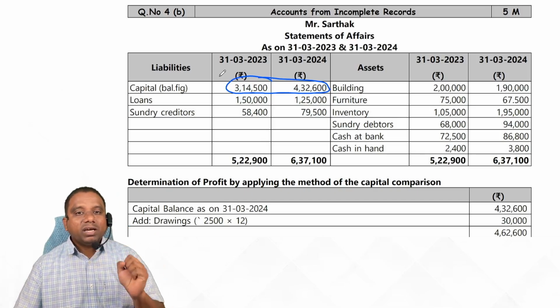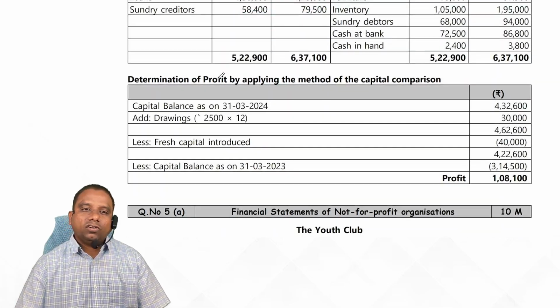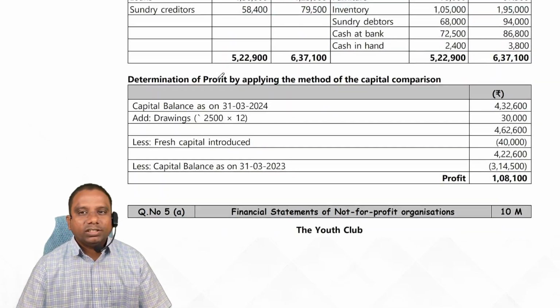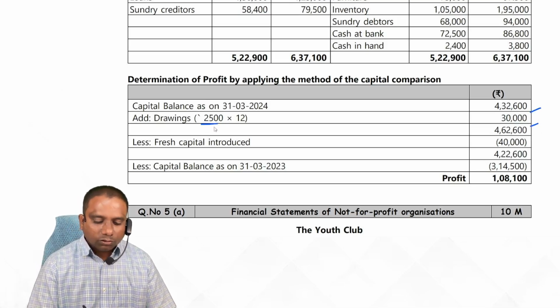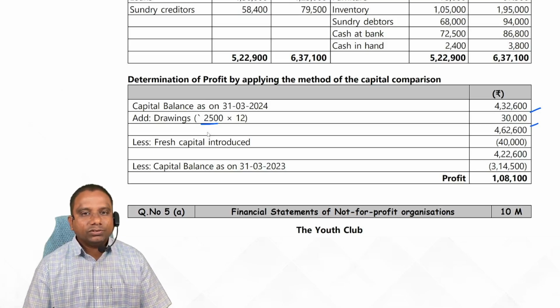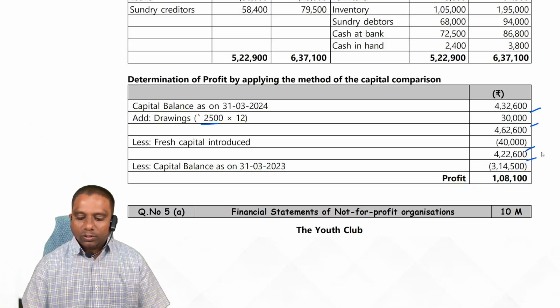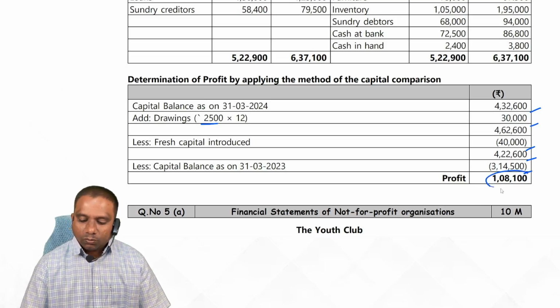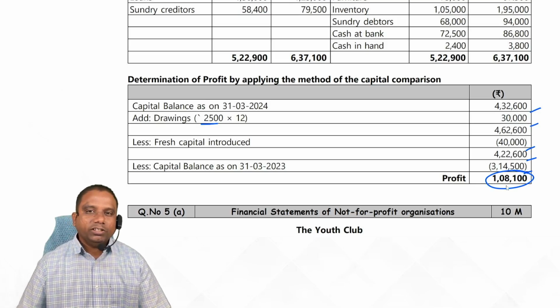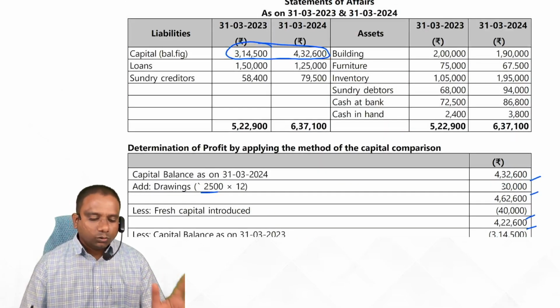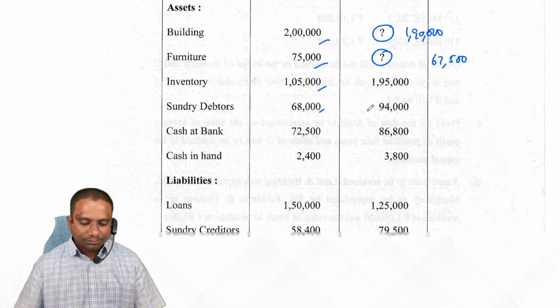By taking these balances, now we calculate profit or loss. Is it clear, students? Yes. So closing capital plus drawings. Drawings are 2,500 per month, into 12 months. So additional capital introduced 40 and fresh capital, opening capital is 3,14,500. So our profit during the year is 1,08,100. Make sure that this question is also easy, students. Next one.